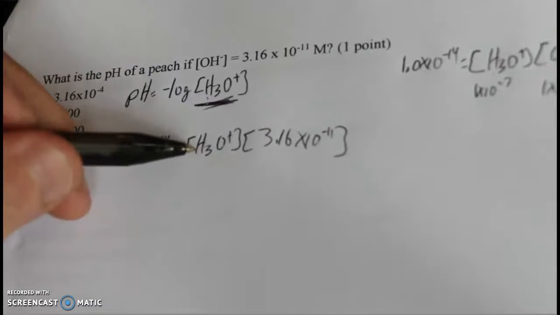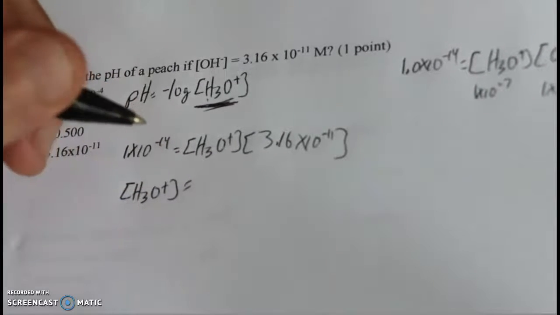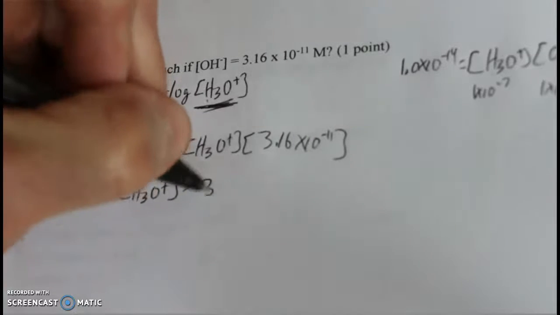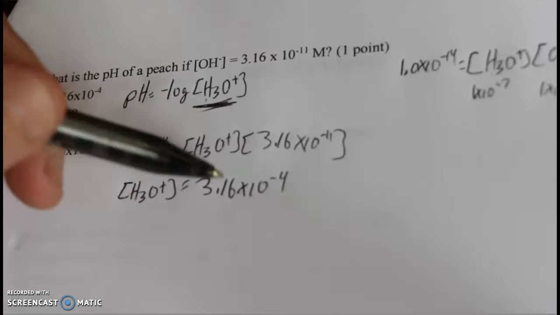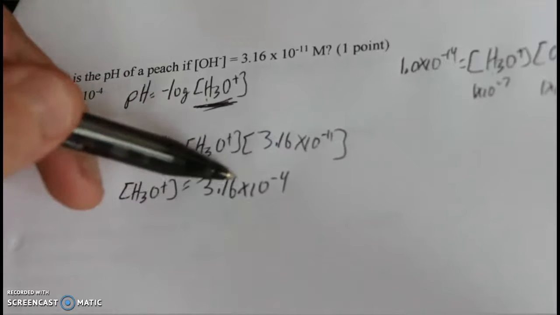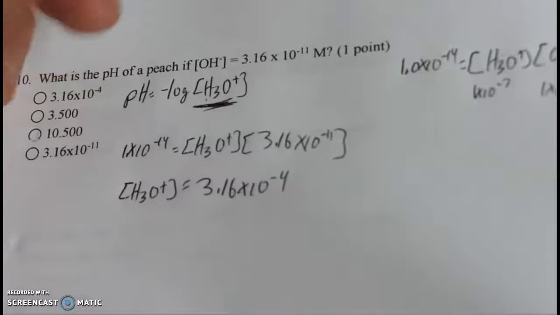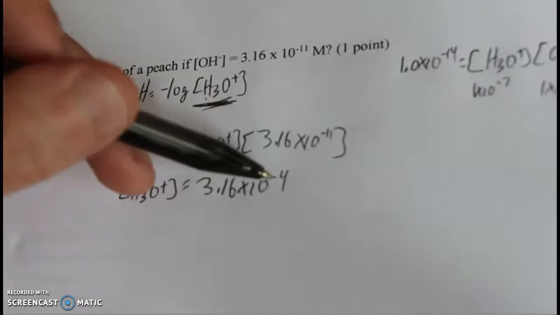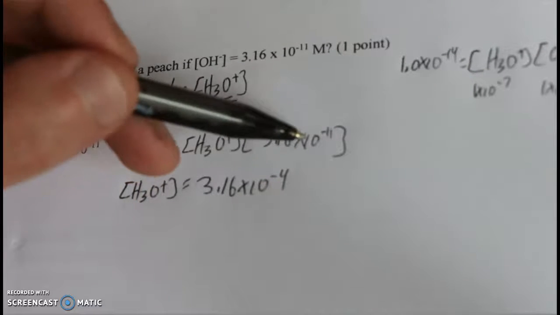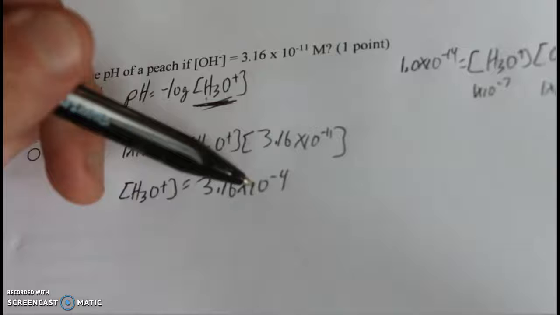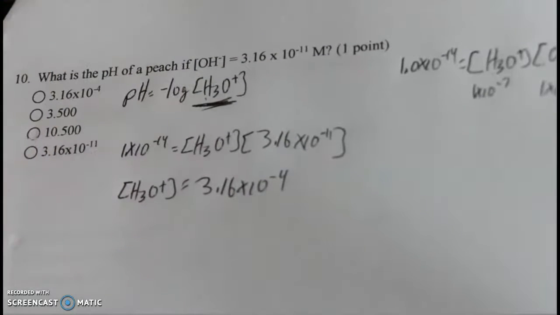Now, if I want to get hydronium ion, all I have to do is a little division here. So the hydronium ion concentration ends up being 3.16 times 10 to the minus 4th. Now, when I look at these numbers, this is hydronium, which is the acid portion. This is hydroxide, which is the base portion. I can tell that peaches are going to be acidic because times 10 to the minus 4 is a larger number than times 10 to the minus 11. So that's telling me I have more of the acid portion than of the base portion. So more of the acid portion means it's going to be acidic.